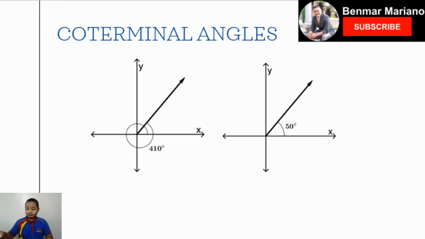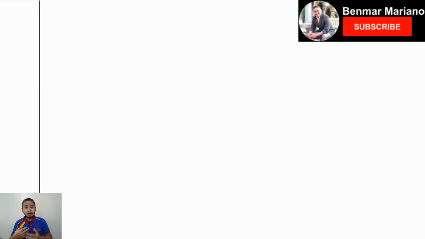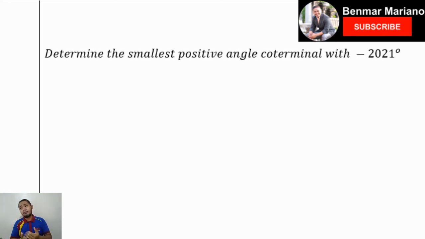Now let us have two examples in relation to coterminal angles. Let us have the first one. Say we determine the smallest positive angle coterminal with negative 221 degrees. What we're going to do here is keep on adding 360 degrees. Why 360 degrees? Simply because that is one rotation or one revolution. We keep on adding 360 degrees until we obtain the first answer that is positive. Let me show you how to do that.